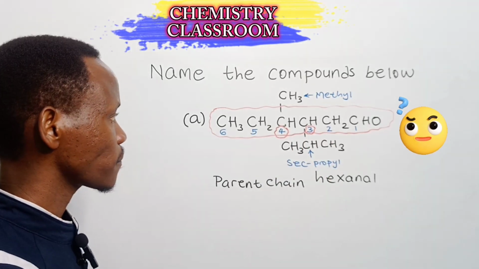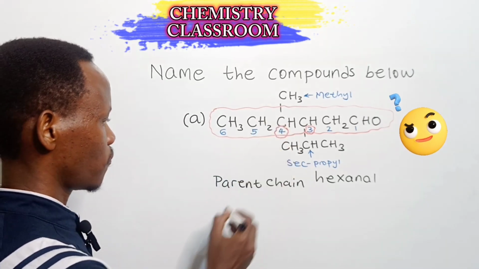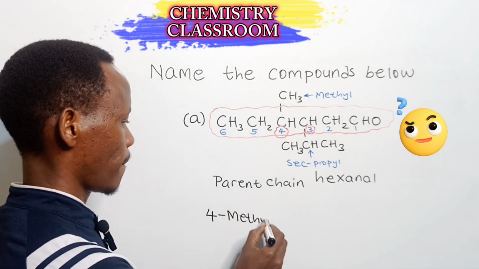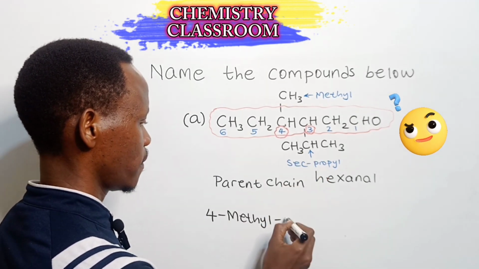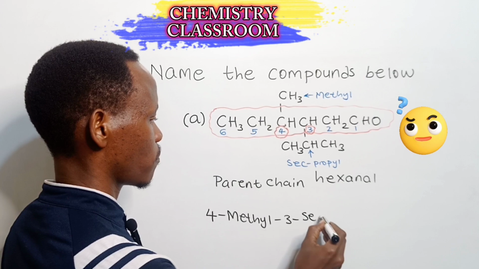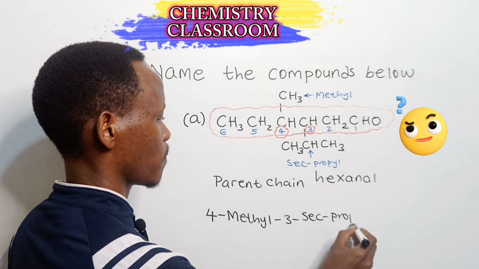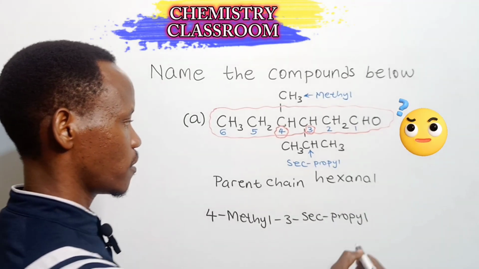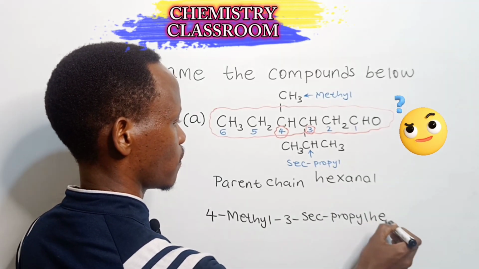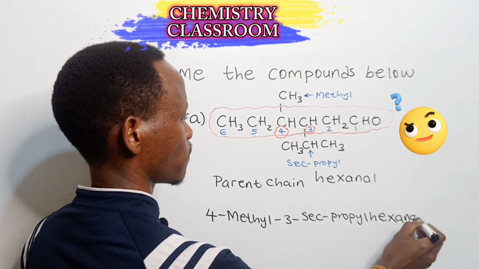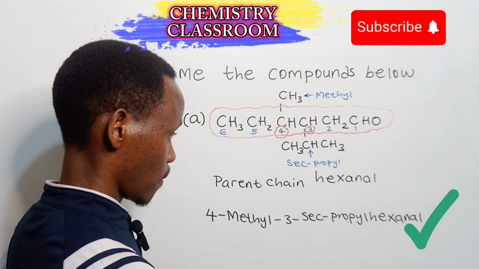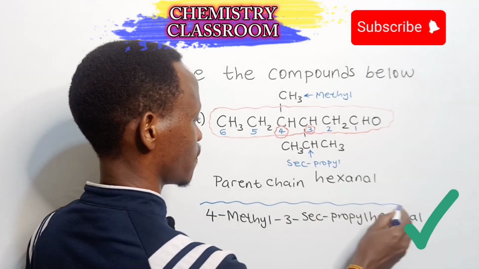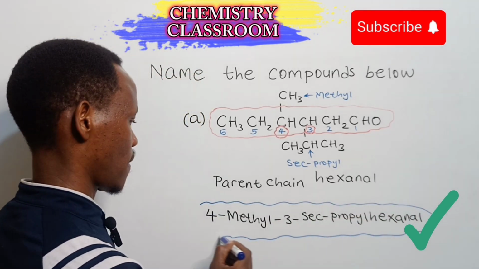So without wasting time, the name of this compound is therefore 4-methyl, 3-secondary propyl, and then our parent name, which we have obtained as hexanal. As simple as that. For matters of emphasis, I enclose it in blue ink like this.